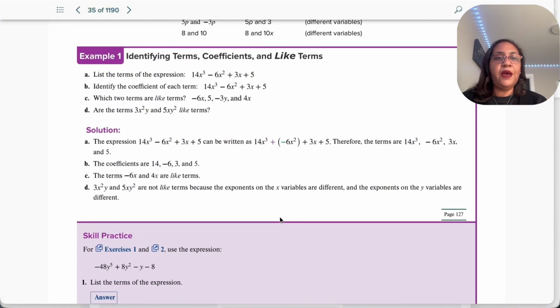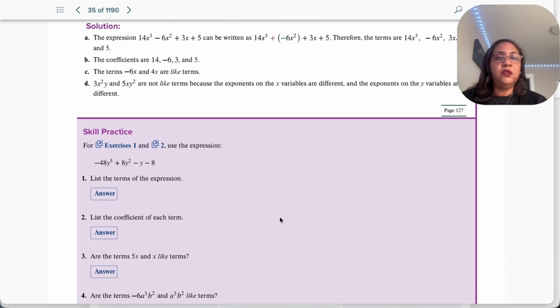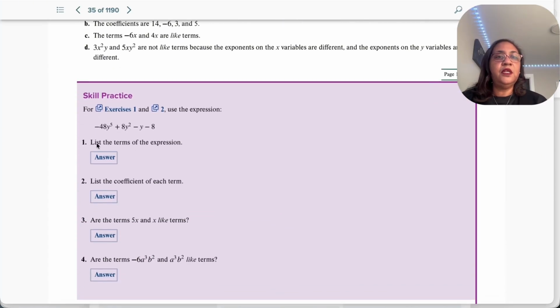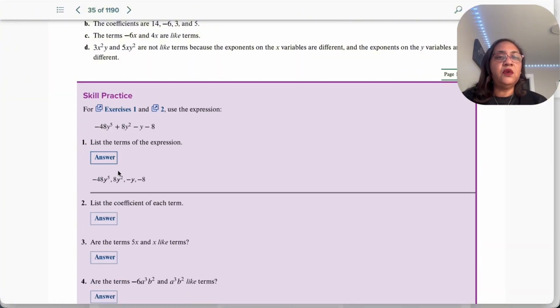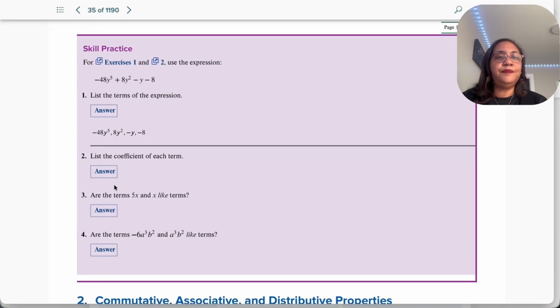And then you have some skill practice. So let's practice. List the terms of the expression. You can go ahead and list them. We have negative 48y to the fifth, 8y to the second, y, and we could technically say negative 8. And then you just click on it, and there you go. Next, list the coefficient of each term: negative 48, 8, 1, and negative 8.